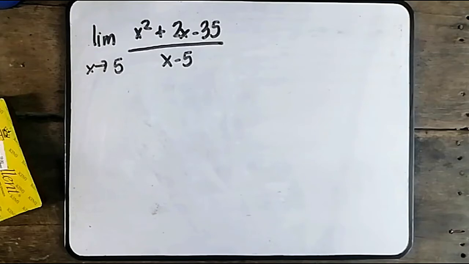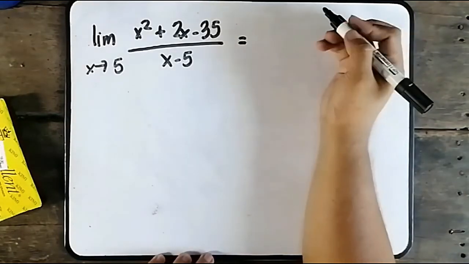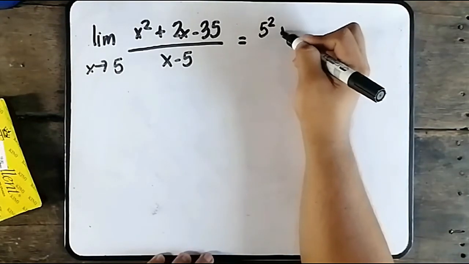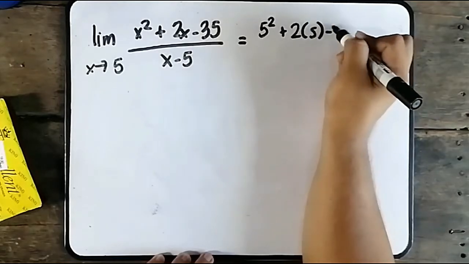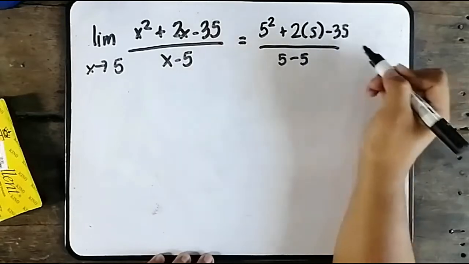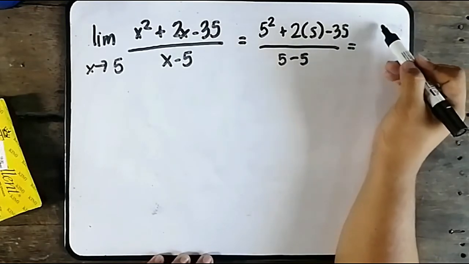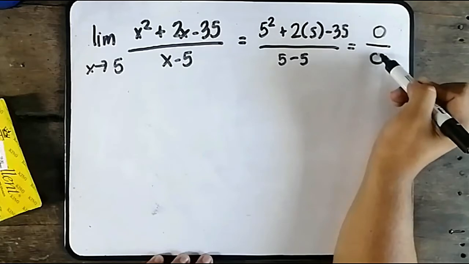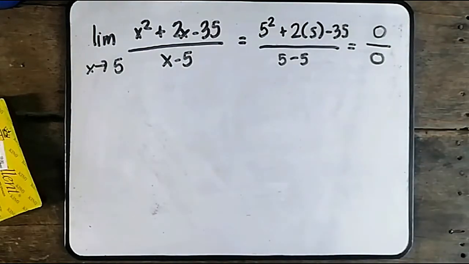Okay, next example, we consider the limit of x squared plus 2x minus 35 over x minus 5 as x approaches 5. So if we use direct substitution, we have 5 squared plus 2 times 5 minus 35 all over 5 minus 5. Observe that yung numerator natin becomes 0 and the denominator becomes 0. Therefore, this is an indeterminate form of type 0 over 0.